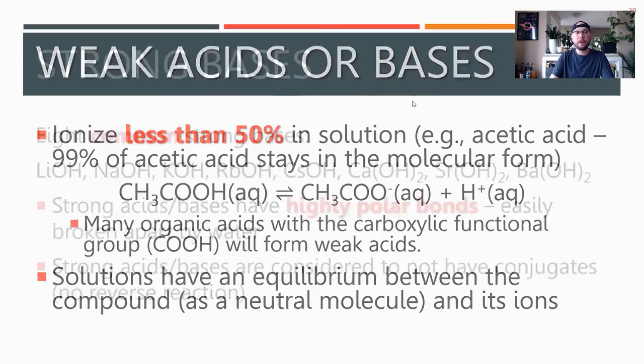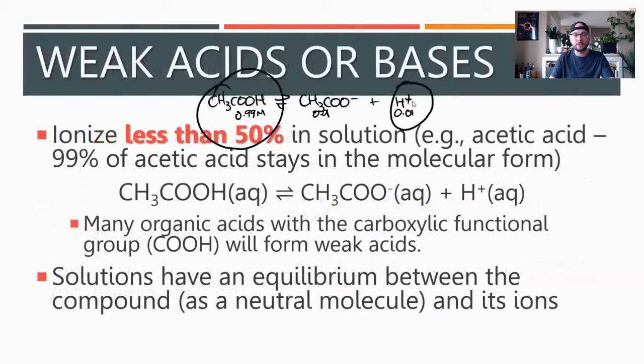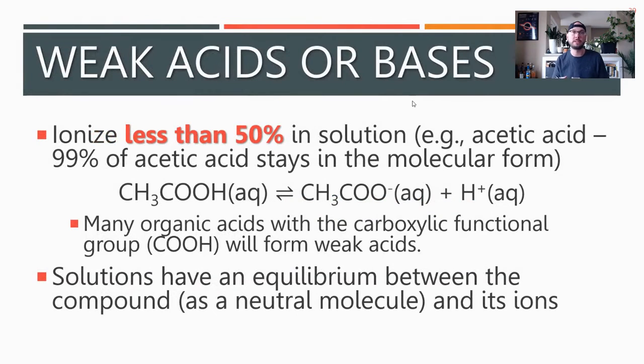So if we're comparing the strong acids back here and the weak acids over here, we can see that the amount of H+ being created in both of those solutions differs. 1 molar of HCl means we got 1 molar of H+. 1 molar of acetic acid means we've got 0.01 molar of H+. We can see there's a lot less H+ being created, which makes it a weaker acid.